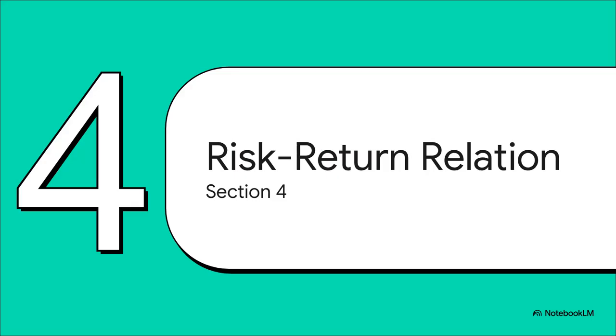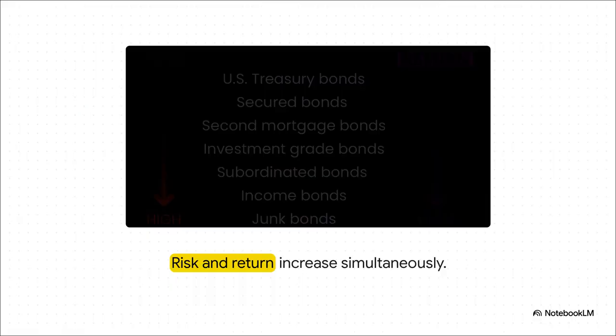Section 4, The Risk-Return Relationship. Okay, understanding this dynamic between risk and return is literally your master key for passing this exam. Let's look at this ranking. We start way up at the top with U.S. Treasury bonds, the absolute safest of the safe. Now, as we walk straight down this list, all the way down to junk bonds at the very bottom, look at what happens. The red arrow shows risk increasing as we move down, right? But the purple arrow shows return increasing right alongside it. It's a lockstep move. Moving down the credit quality spectrum corresponds to a direct, simultaneous increase in both risk and required return.